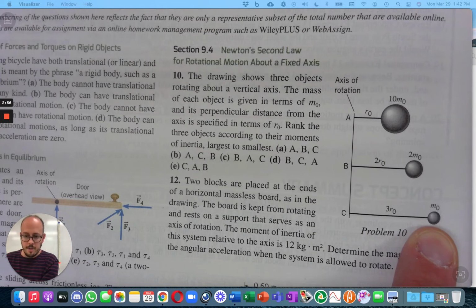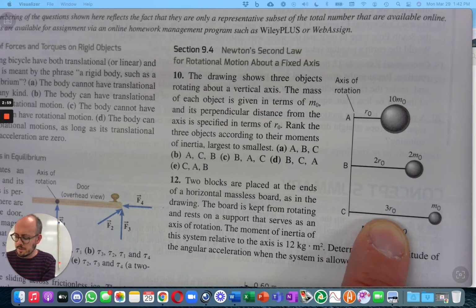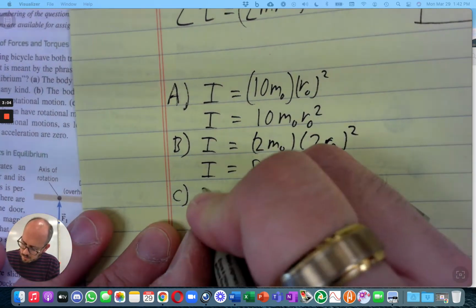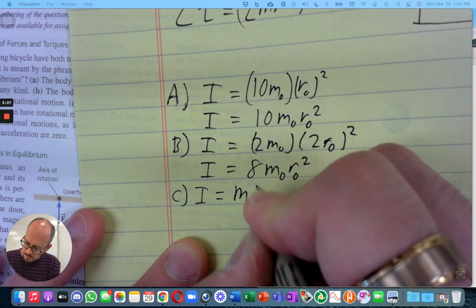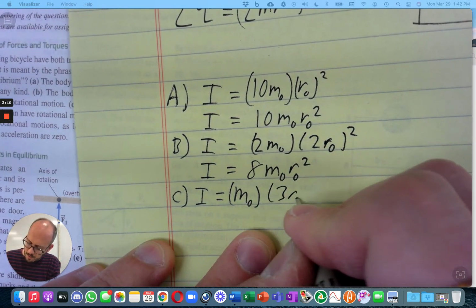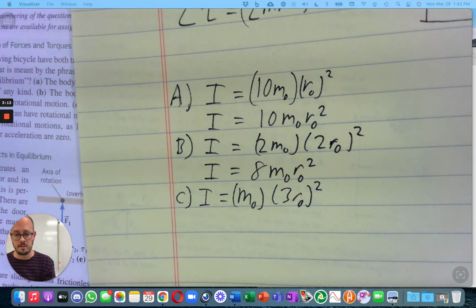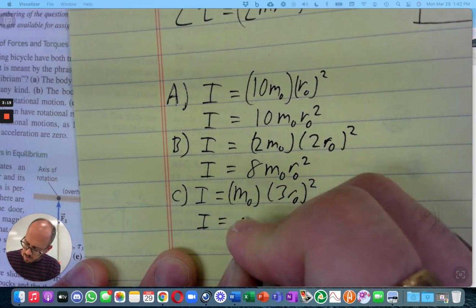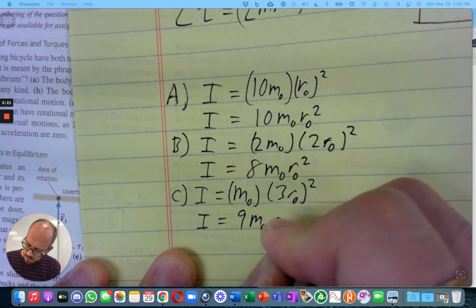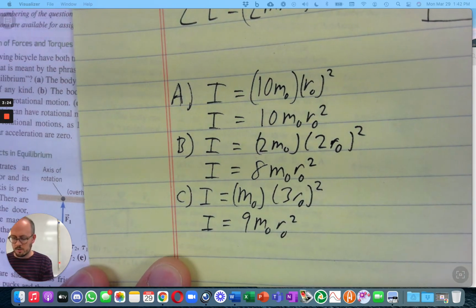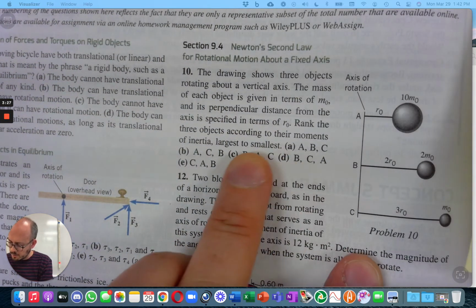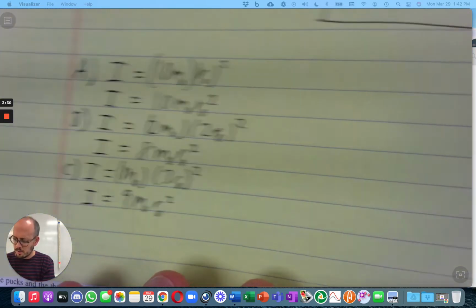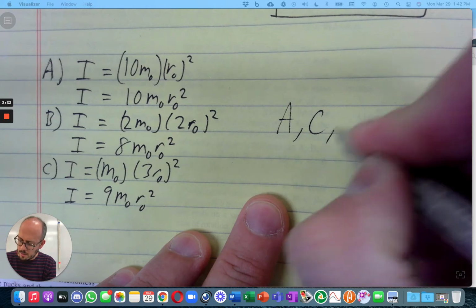And so to take care of object C, the mass is just m naught, so it's the lightest one of all, but the distance away is 3 r naught. So for C, I would have m naught as the mass, and I would have 3 r naught as the radius. And so this is 3 squared, or 9, and so the moment of inertia is 9 m naught r naught squared. These are the three moments of inertia as they relate to one another. So this is largest to smallest, and so the answer would be A, C, B.